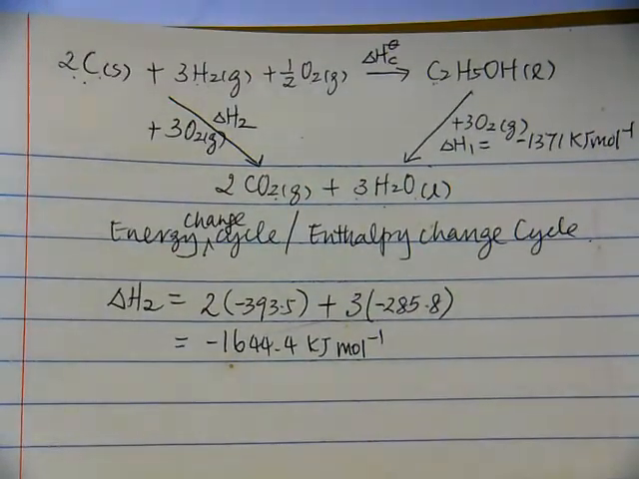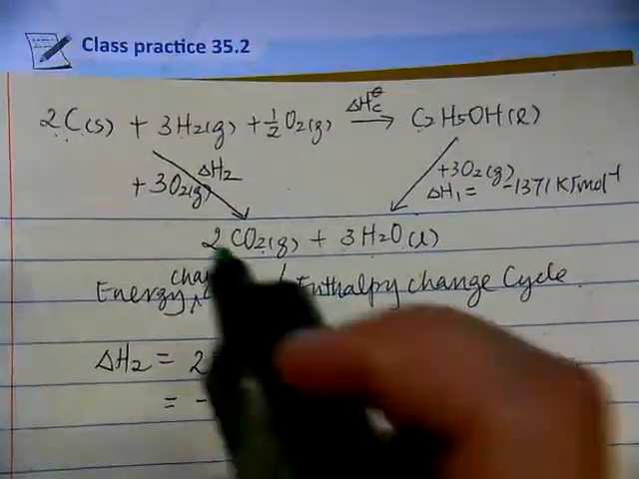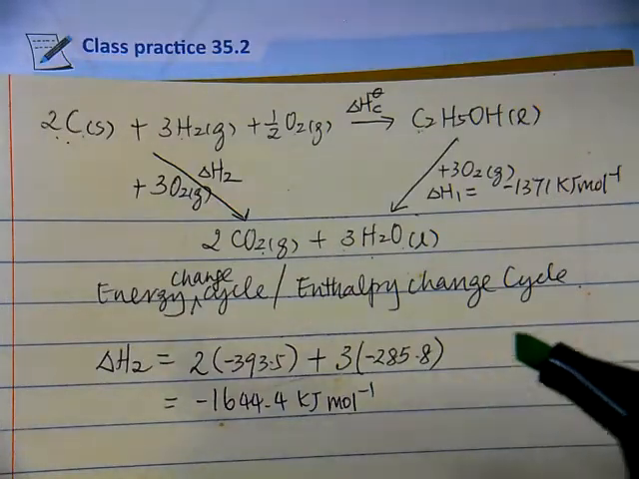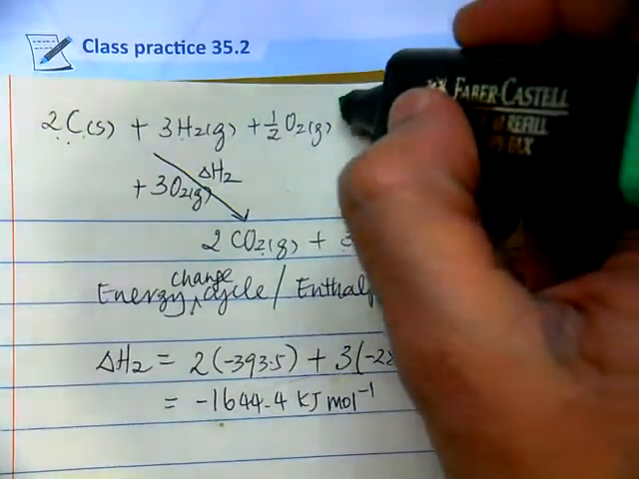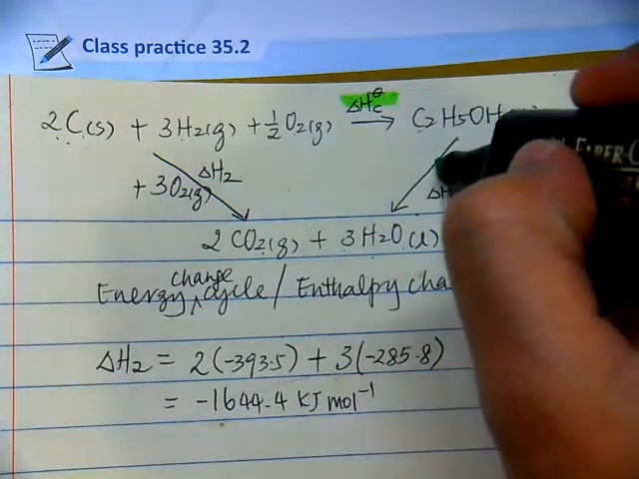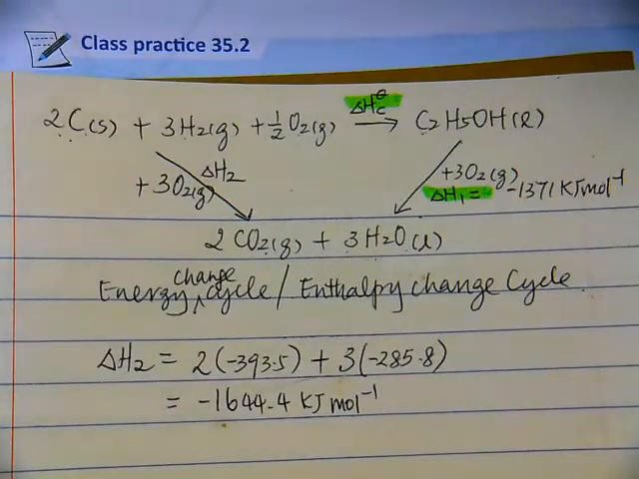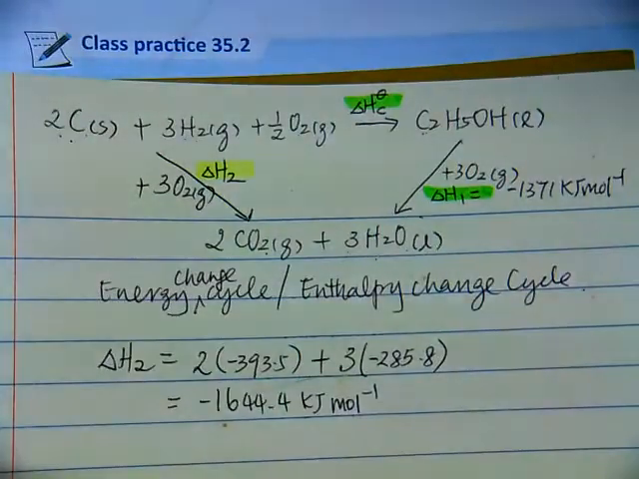Now, let's use Hess's law. Here, you must identify. We have 3 arrows. 2 of them belong to the same route. I use green pen to highlight them. This one, this one. That means both of them belong to the same route. And then next, this is another route, delta H2.